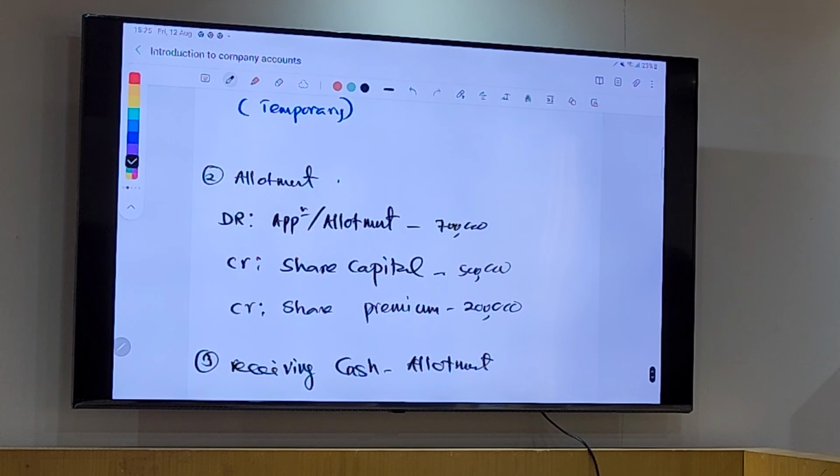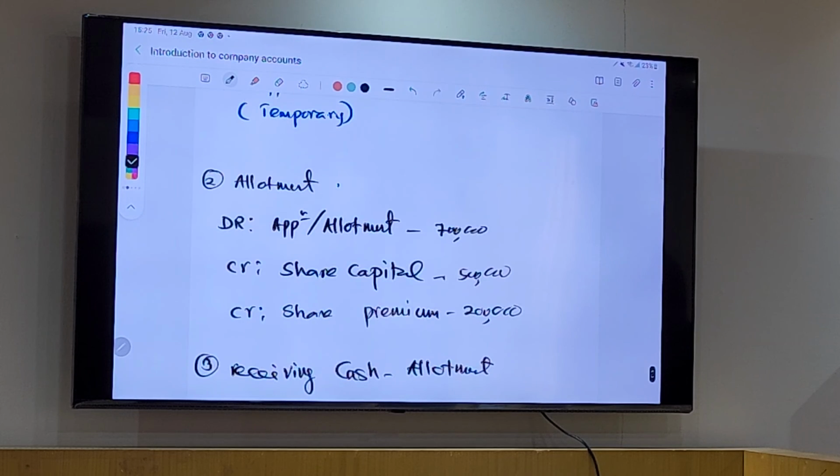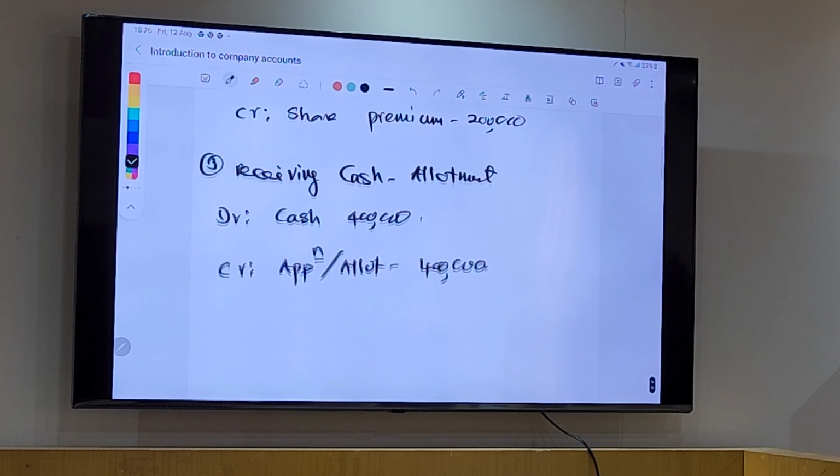The first one: cash debit, application of this account 300,000, credit. The second one: 700,000 share capital. The third one: receiving cash for that one. If you put the T account, it is empty. Exactly. After this, I will show that. So this is number 3.